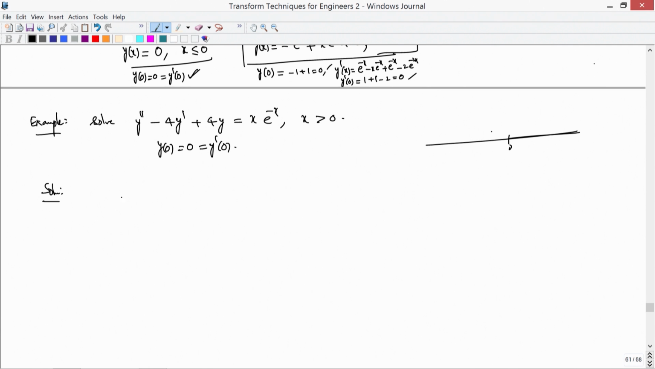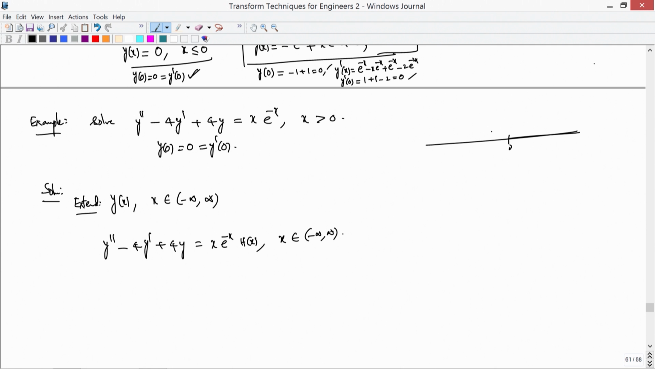So, with the Heaviside function, you extend y of x, x belongs to minus infinity to infinity. So, your equation is now y double dash minus 4y dash plus 4y equal to x e power minus x into h of x, where x belongs to minus infinity to infinity. Now, your conditions are automatically satisfied.